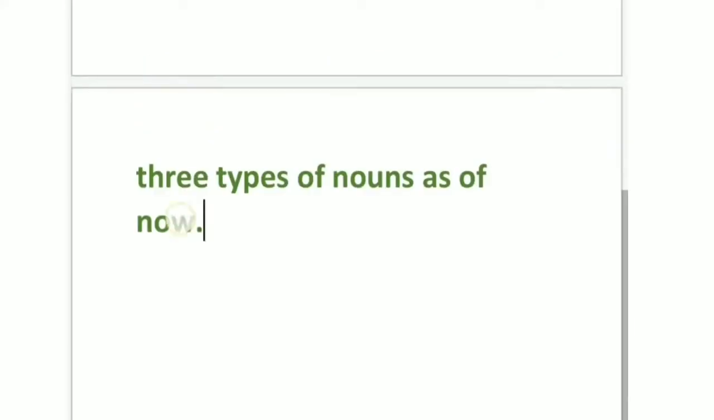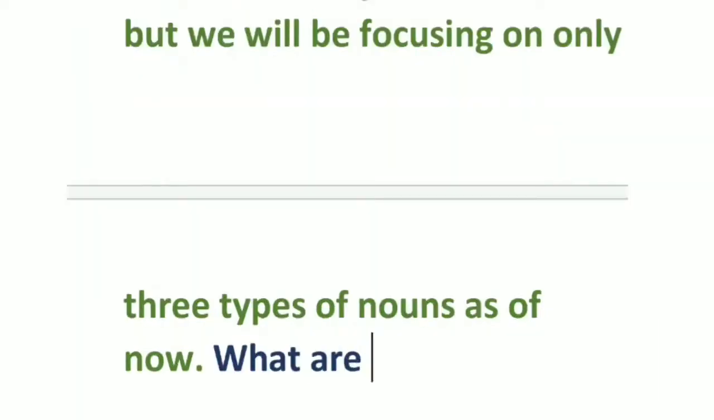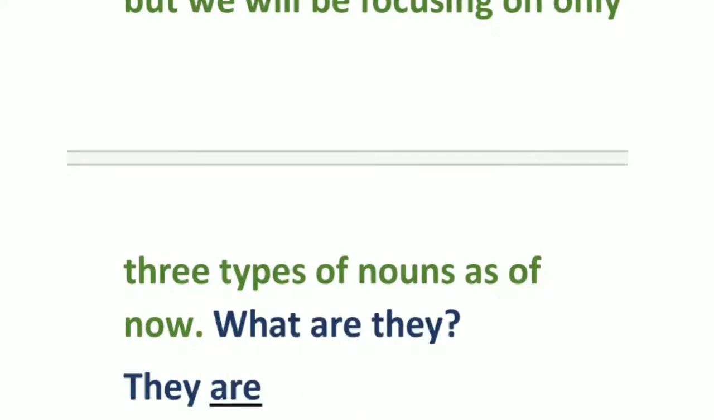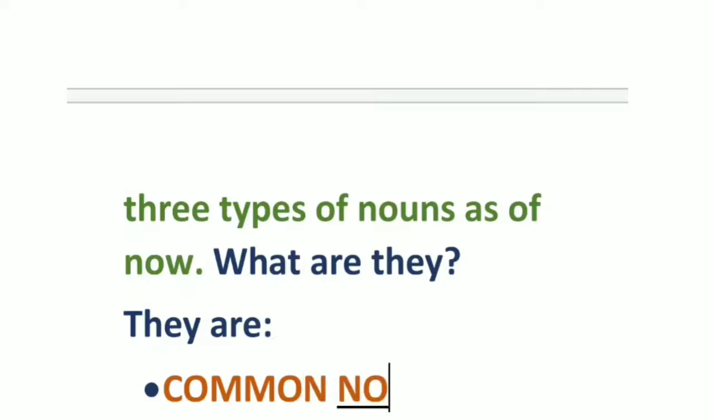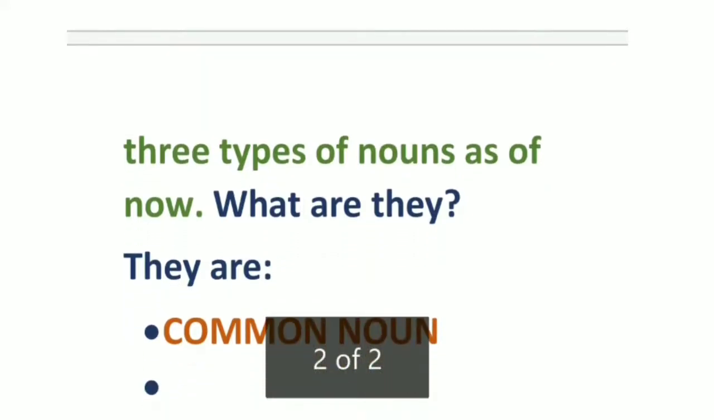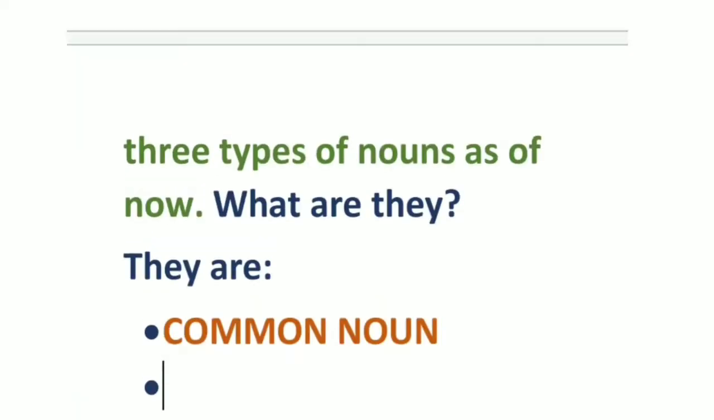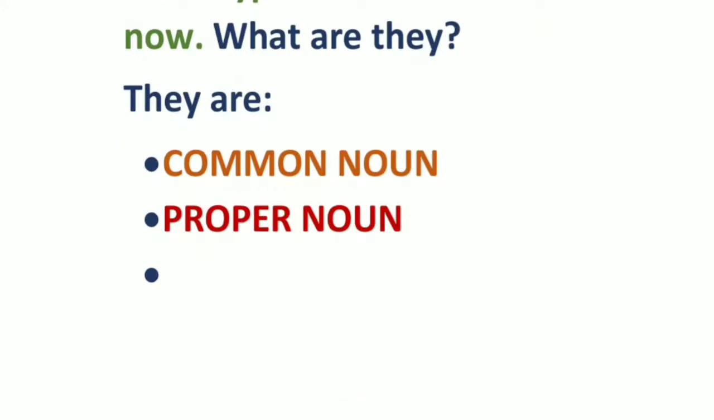What are they? Do you know? I think you don't, so I will tell you. Number 1 is common noun, number 2 is proper noun, and number 3 would be collective noun.